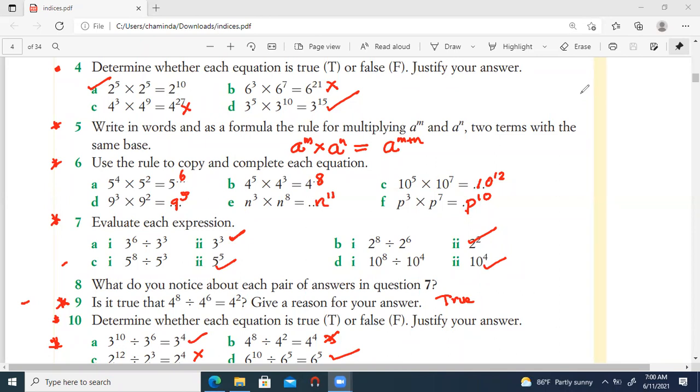The ninth one, the answer is true, right? Give the reason: in the division of powers, we have to subtract indices, right? Show how to subtract.